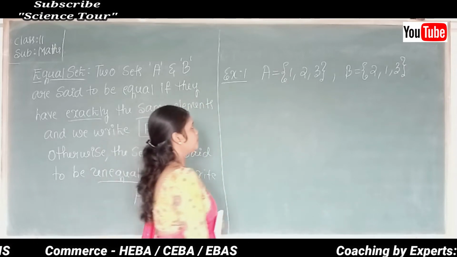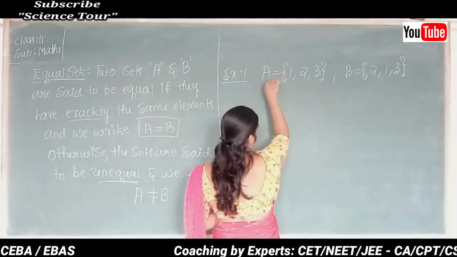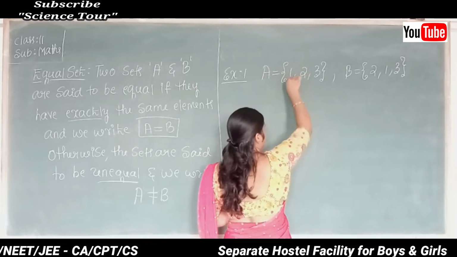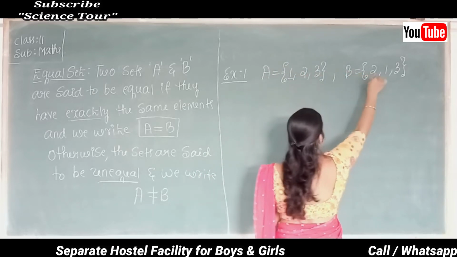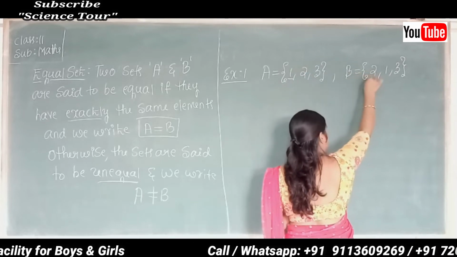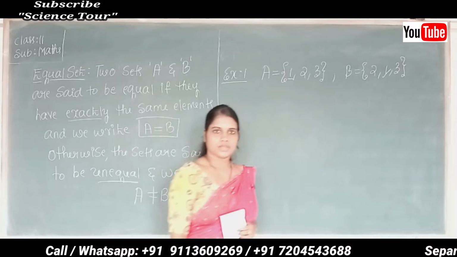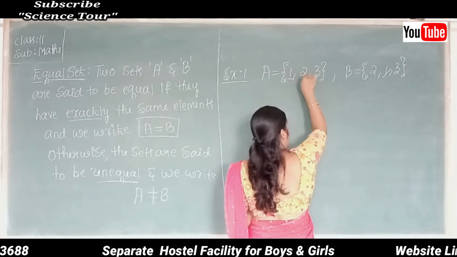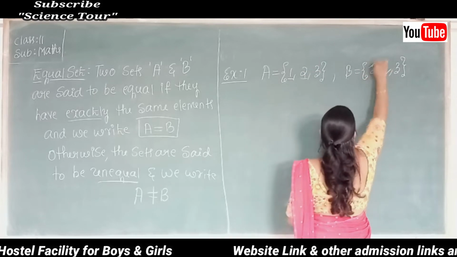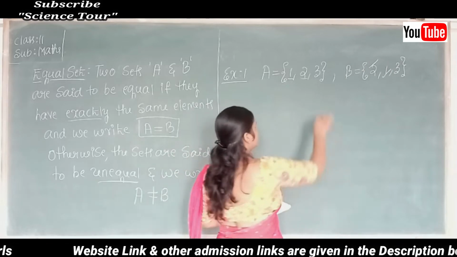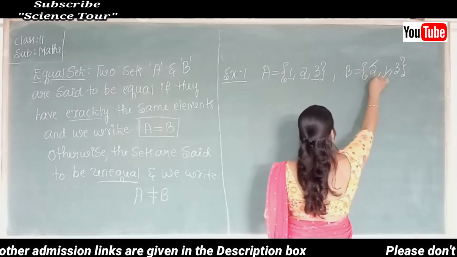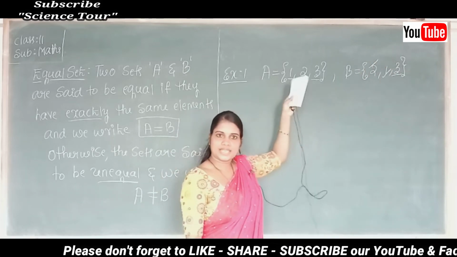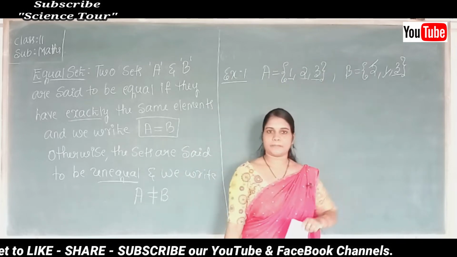I'll explain. Consider set A. What is the first element of set A? That is 1. Observe set B: do you have element 1 in set B? Yes, it is there. Next, the second element, 2. Do you have 2 in the second set? Yes. Next, the third element is 3. Do you have 3 in set B? Yes. All the elements of set A are included in set B, isn't it?